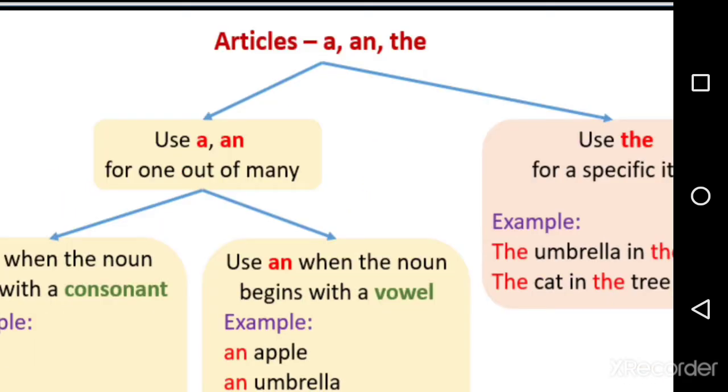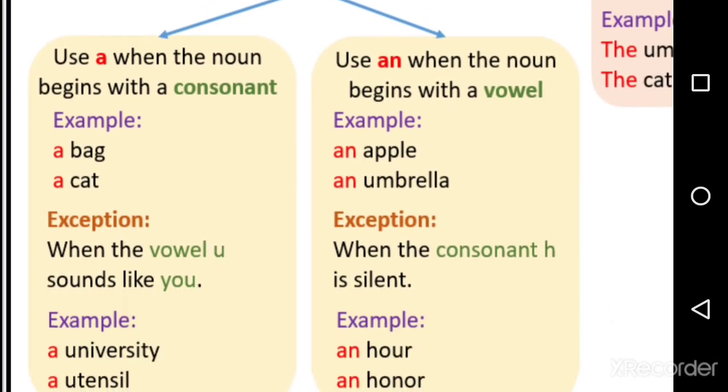There are 3 articles in the English language, that is a, an and the. A and an are indefinite articles and they are used before singular countable nouns. A is used when the noun begins with a consonant, for example, a bag, a cat. Sometimes the noun begins with a vowel but it gives the sound of a consonant. In that case, we will use a before it. For example, a university, although here the word university begins with the vowel U, but it gives the sound of Y. So, a is used before it.